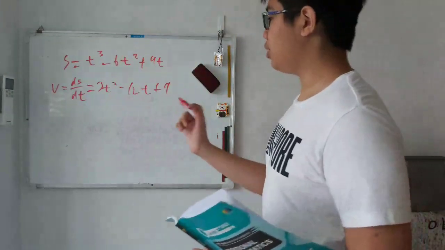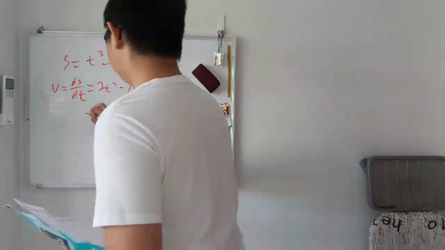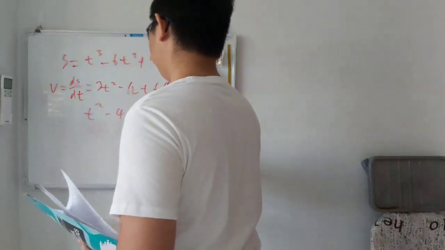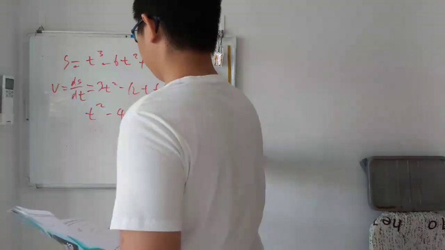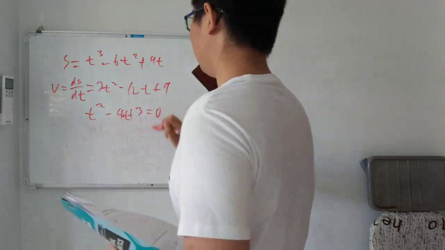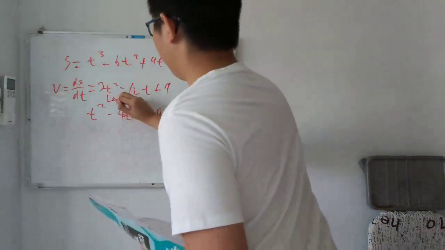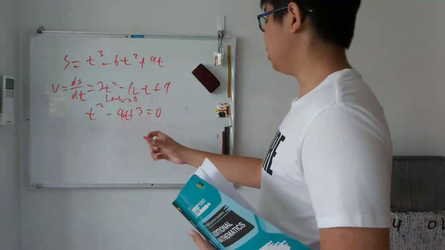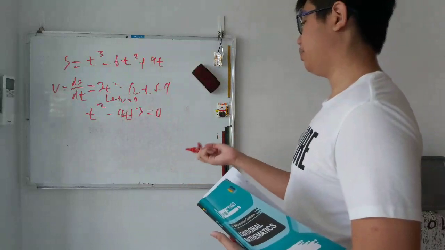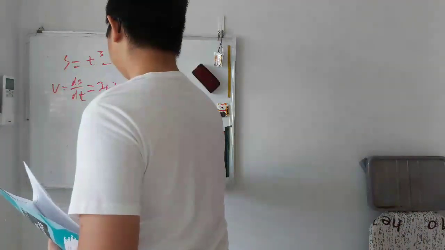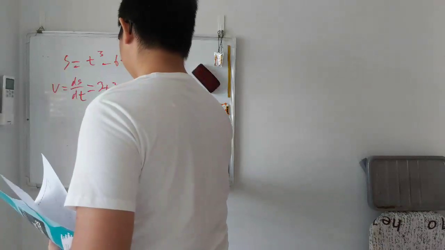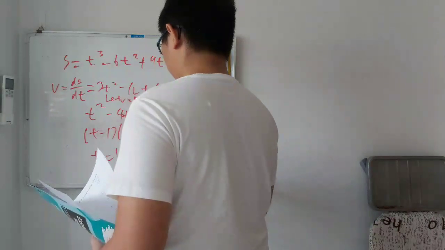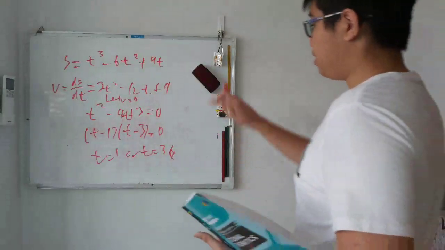Okay, now we need to solve this equation. Let v equal to 0. Then you have 3t squared minus 12t plus 9 equals 0, which gives t squared minus 4t plus 3 equals 0. You can factorize this and you will get t minus 1, t minus 3 equals 0. So t equals 1 or t equals 3. There you go, so that's the first part. That's 3 marks. You should get that.